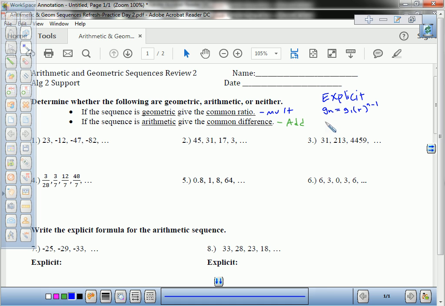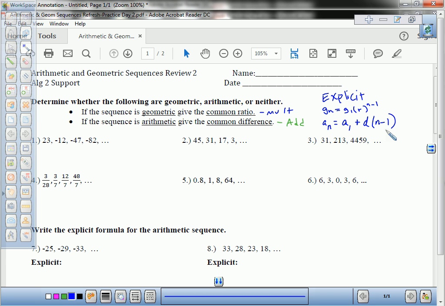Arithmetic is when we're adding the same thing every time. So it looks like this: the first term plus the common difference times n minus 1. Or your teacher might write n minus 1 times d. I'm writing both of them so that you see both, depending on who you might have as a teacher. Okay, so those were our two formulas we talked about yesterday.